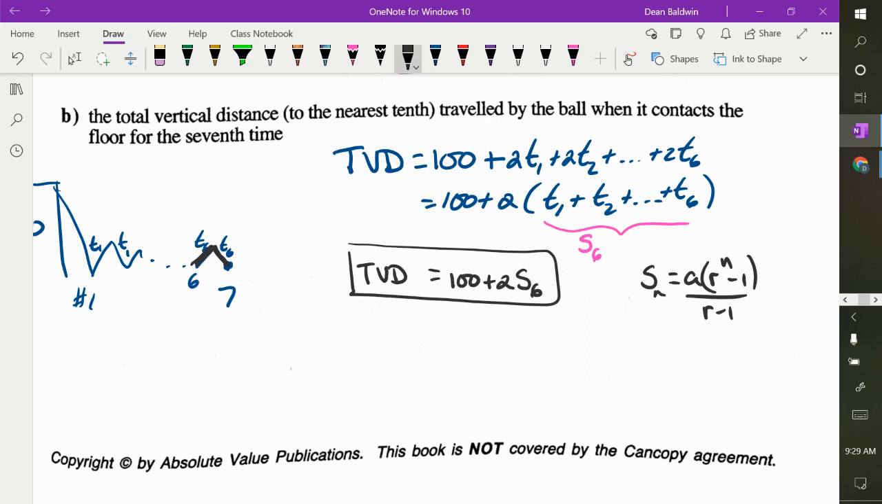That's r. N is 6, right? That's the terms. So S6 is going to be our a value. What's our a value here? Yeah, so a is T1, right? So it's this height. You have to figure out that height. It'll be 75. So T1 is going to be A, which is 100, times 0.75, so 75 meters. That is your T1.